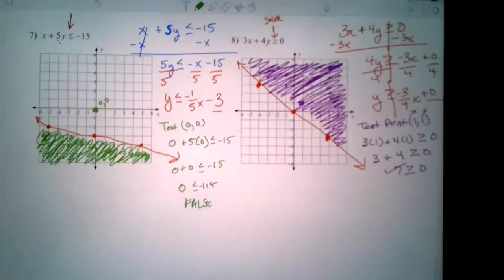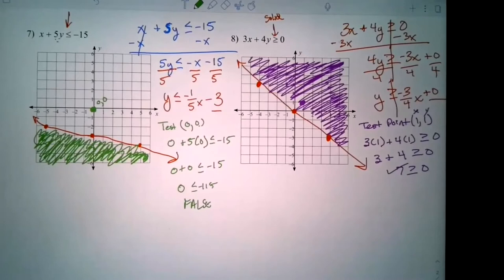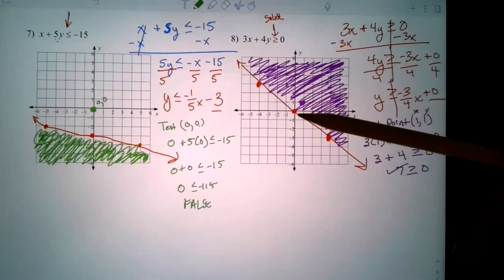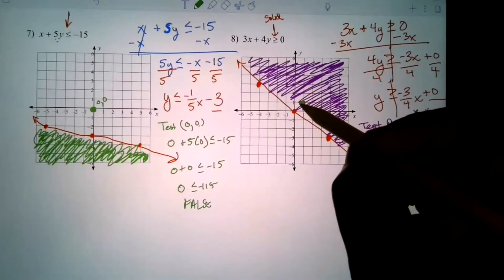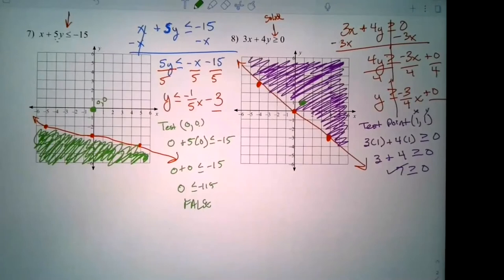Now I do want to point out about number 8 because it was unique. The line for number 8 went through the origin. So I had to use a different test point. I used 1, 1, which was right in here. And it turned out to be true. So the entire side was true. Do I have any questions? All right.